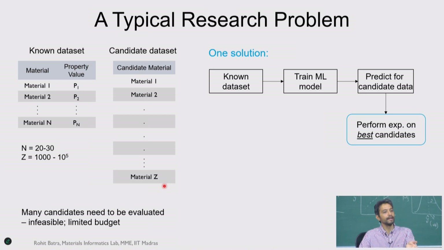Whether the actual experimental value of that candidate is better than the training data or not, that we have to check. But still, whatever ML suggests as the best candidate, you can go ahead and make it.